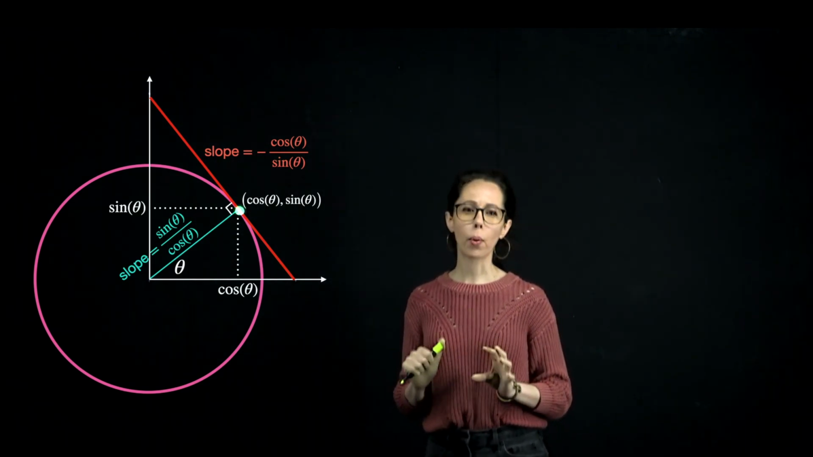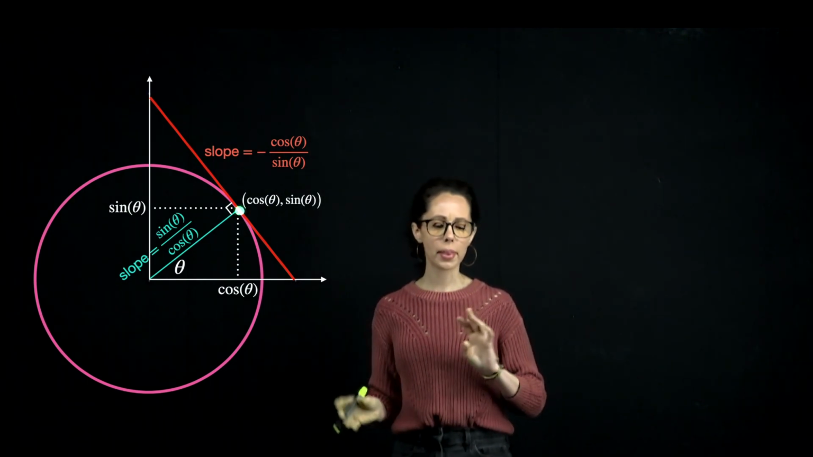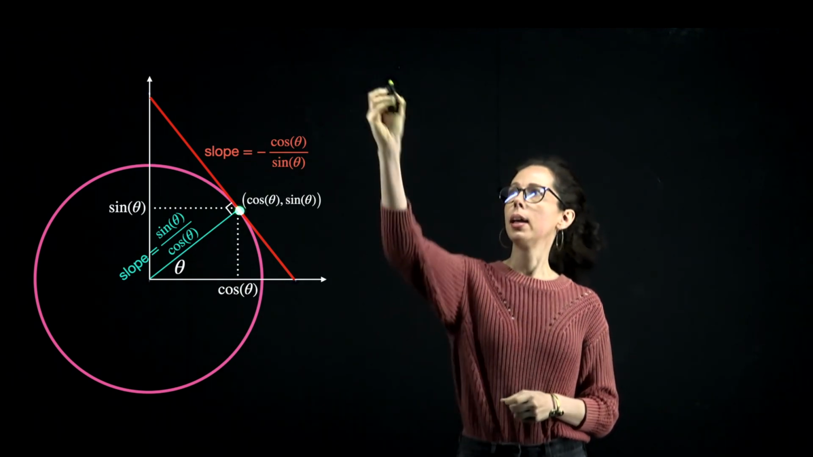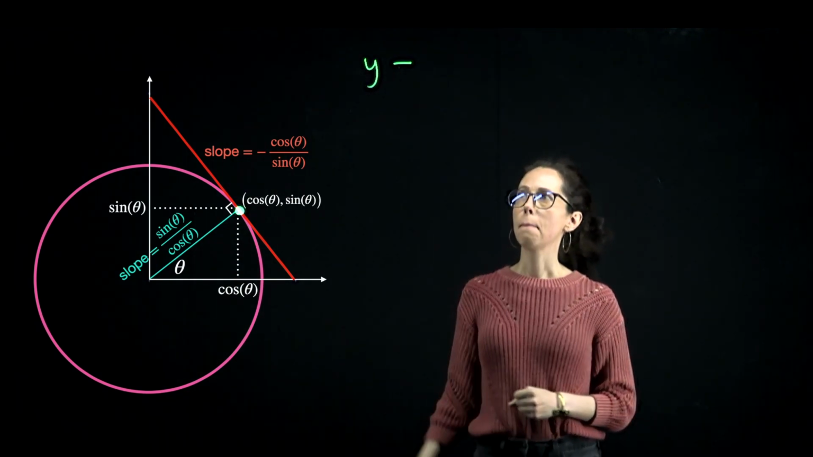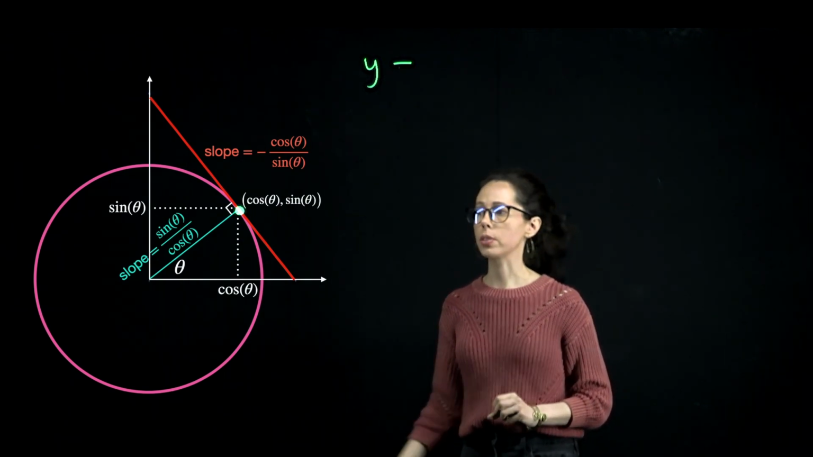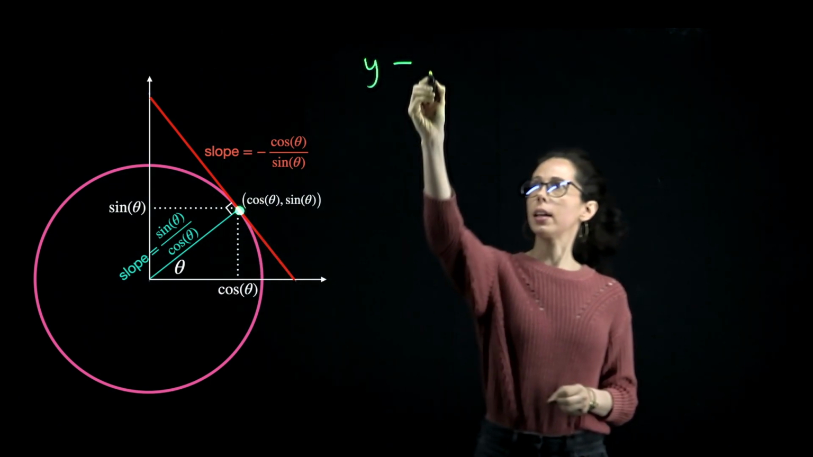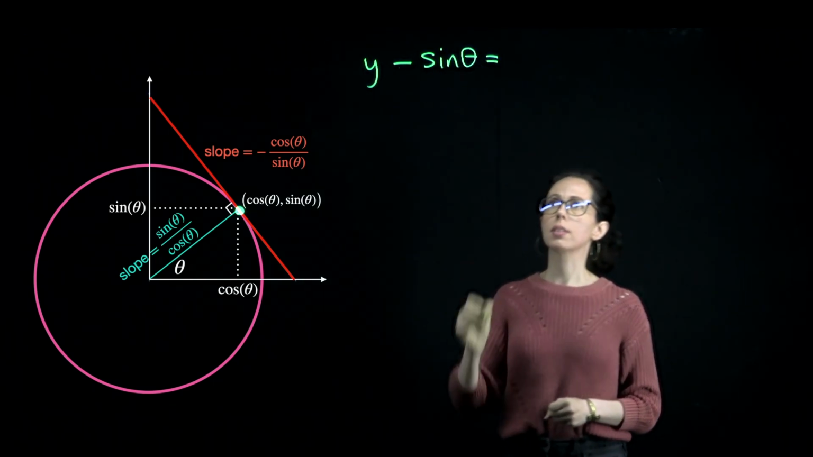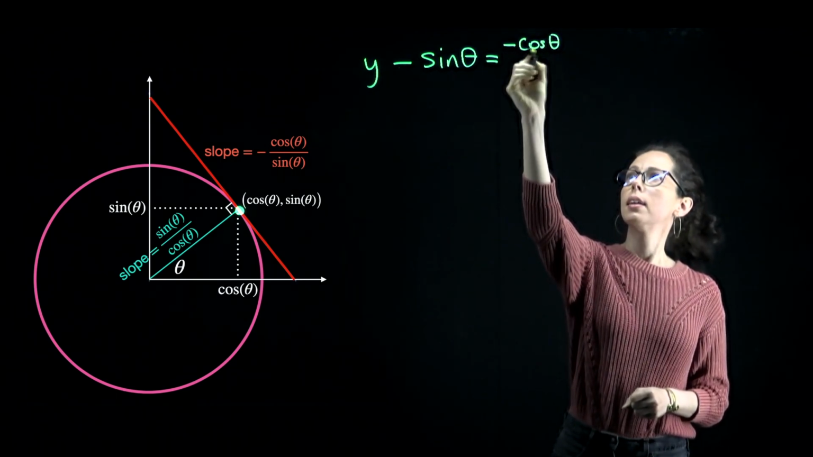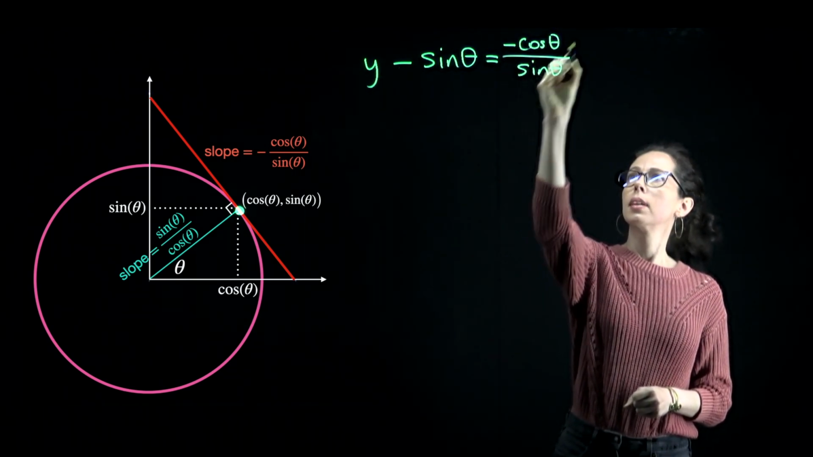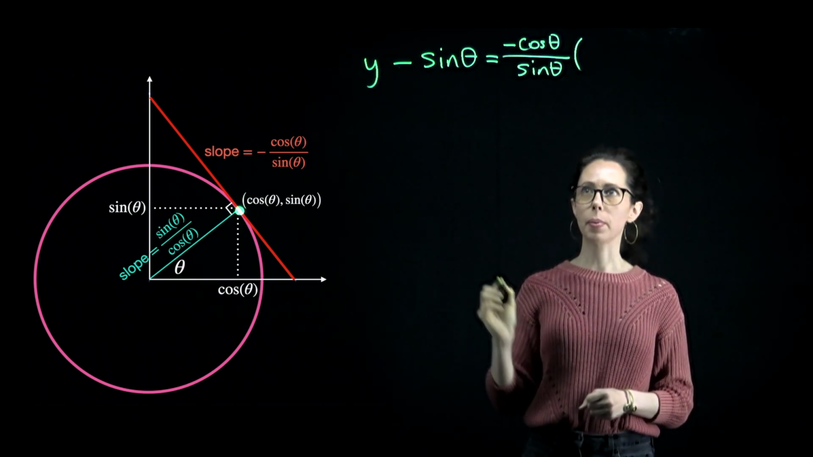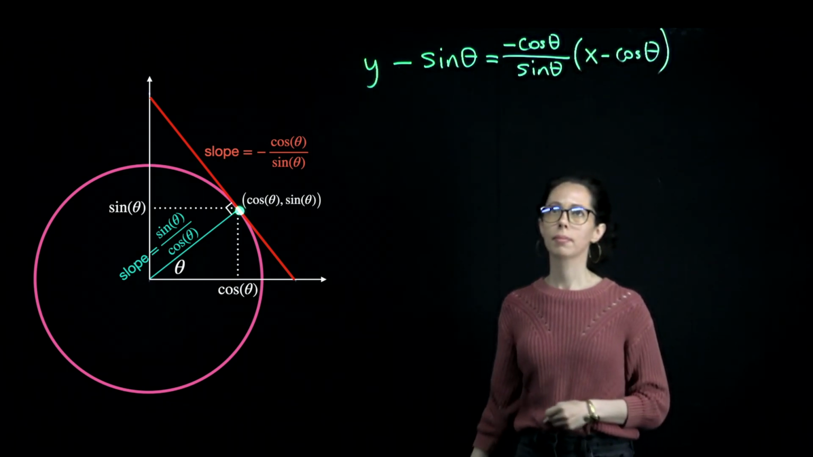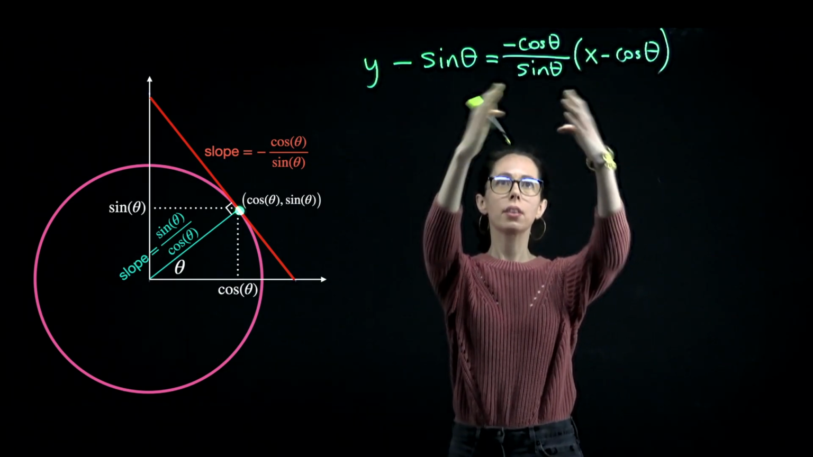What I'm going to do is point slope form. It's going to be standard point slope form, and then I'm going to do some rearrangements just to put it in a really nice form. Okay, so point slope form is the variable y minus the known y coordinate of the point you've chosen. So the y coordinate for this point is sine of theta. So y minus known y coordinate equals the slope, that's negative cosine of theta, divided by sine of theta, times x minus the known x coordinate, that's going to be x minus cosine of theta. Okay, that's point slope form.